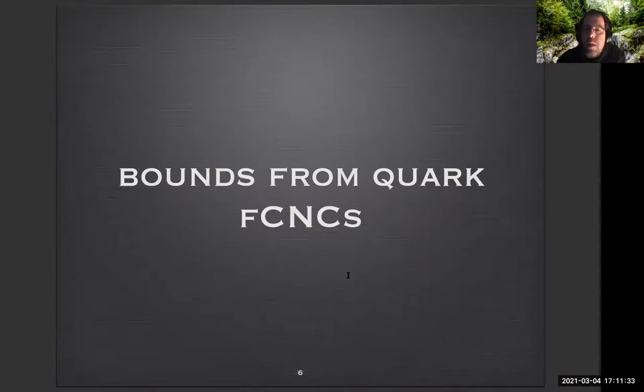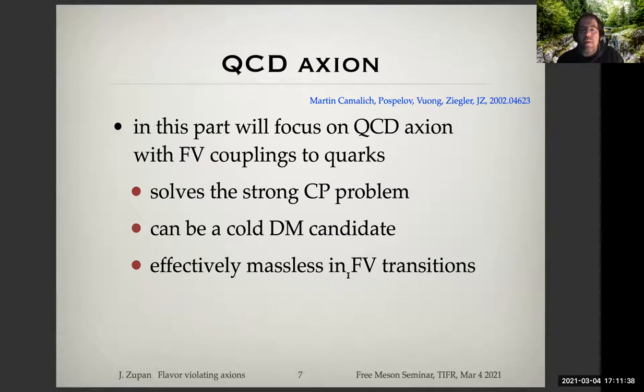All right, so let me start with the quark FCNCs and the bounds you get on the ALPs. Here I will simplify my life and just look at the QCD axion. It will be a QCD axion that has flavor violating couplings to quarks, but otherwise has all the other ingredients that we love. So it solves the strong CP problem, and can be a cold dark matter candidate. And for the phenomenology, the important thing is that it's basically massless in the flavor violating transitions.